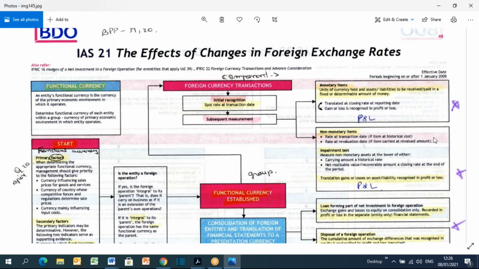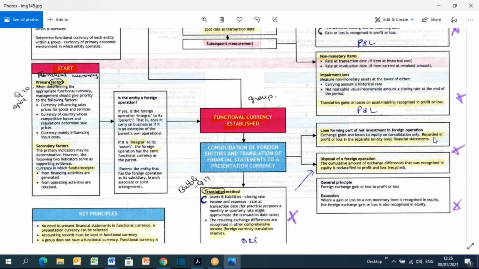Because if you don't practice, it will be hard to understand. If it talks about a group, the functional currency is different. The translation gains or losses are to be recognized in other comprehensive income and not in profit or loss. So this is what you get from this page, and again, you need to practice.